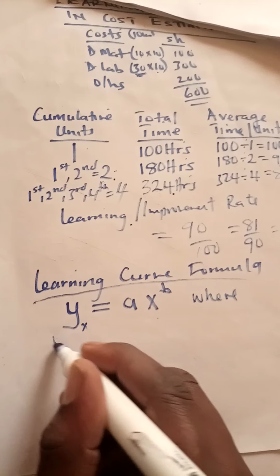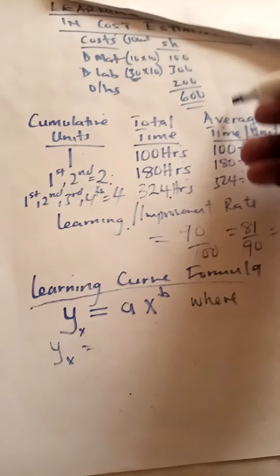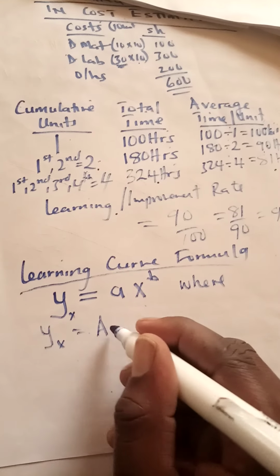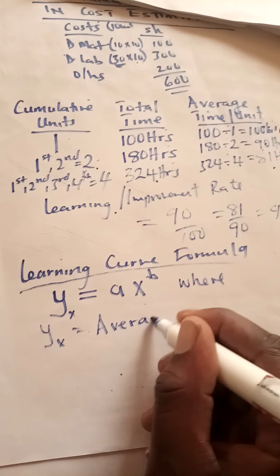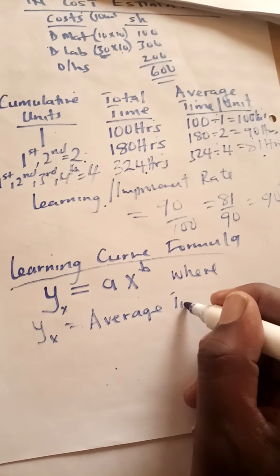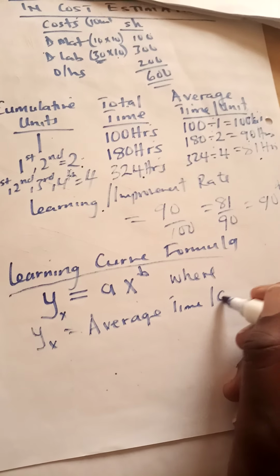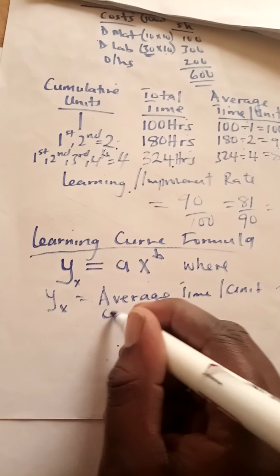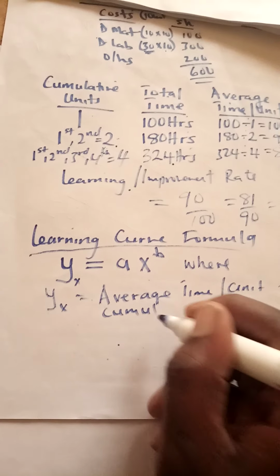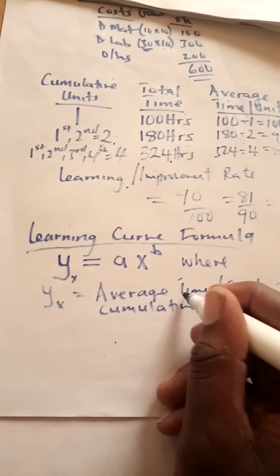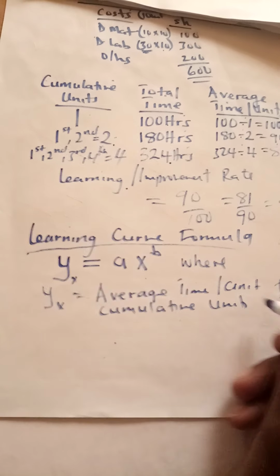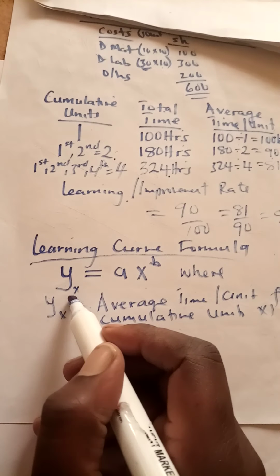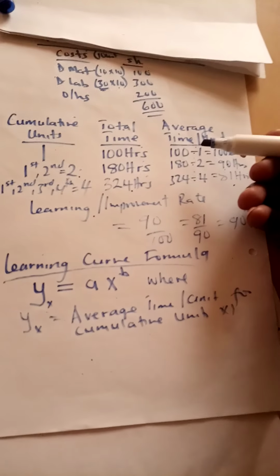where yx will be this column. Anytime you are looking for the average time per unit for a cumulative number of units, x, that is what yx will stand for. It is this column that we are having here. So this formula of ours can give us that.